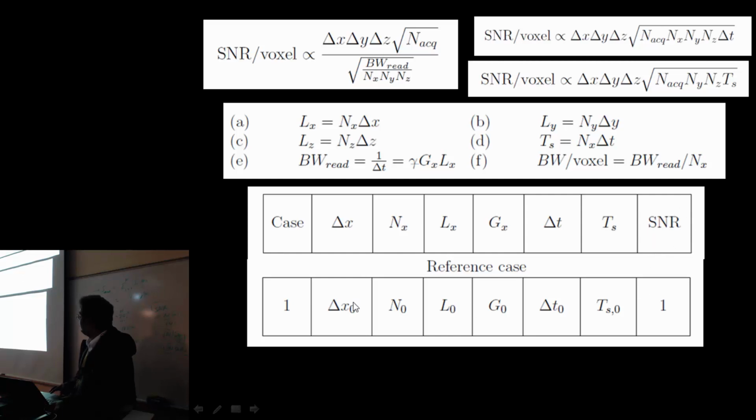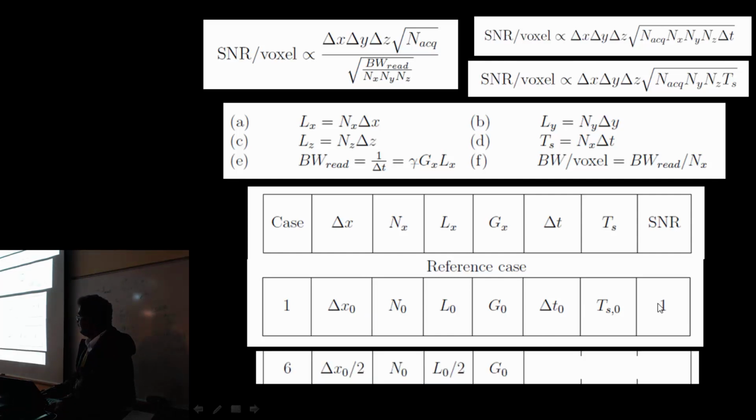So if you take this as your starting point, meaning this was your initial reference point, and let's say you want to reduce your voxel size, what do you do? You can reduce your voxel size, and if you keep your number of sample points the same, then you would have to reduce your field of view, right? That implies that your field of view goes down, provided you keep your gradient the same.